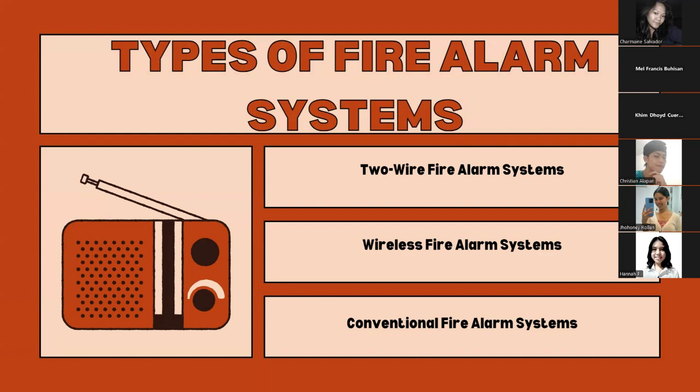Now I'll be discussing the types of fire alarm systems. The first one is the two-wire fire alarm system. A two-wire fire alarm system is founded on a standard conventional system. However, it utilizes a two-wire system. With this structure, the call points, detectors, and alarm devices are wired to two zone cables going back to the fire alarm control panel. This two-wire system allows for increased flexibility and has additional benefits like detector recognition and isolation.